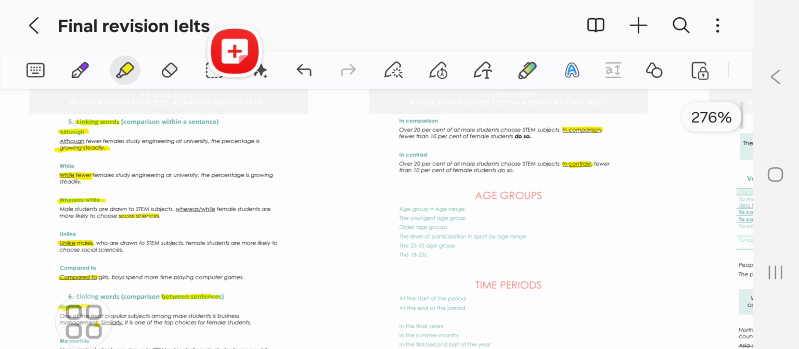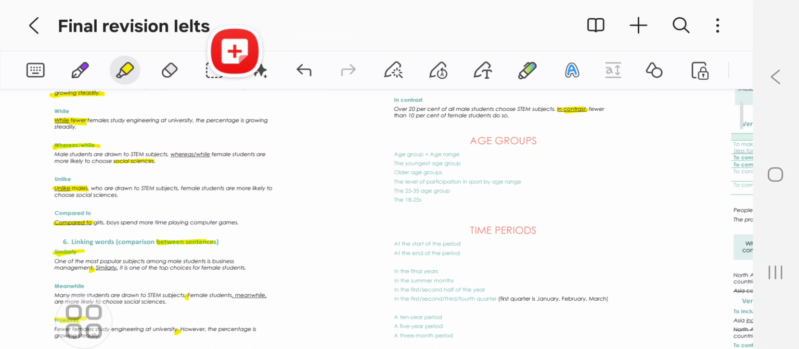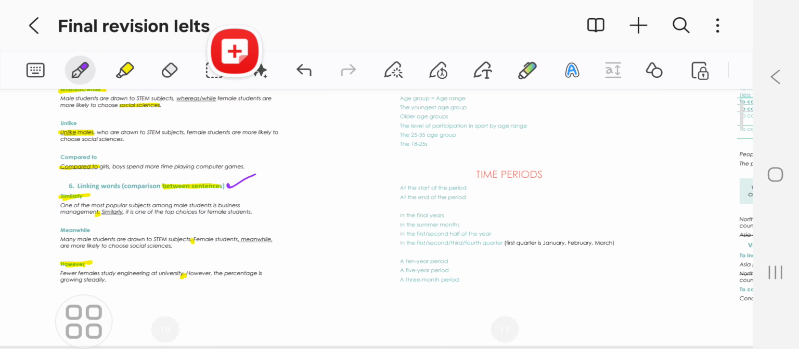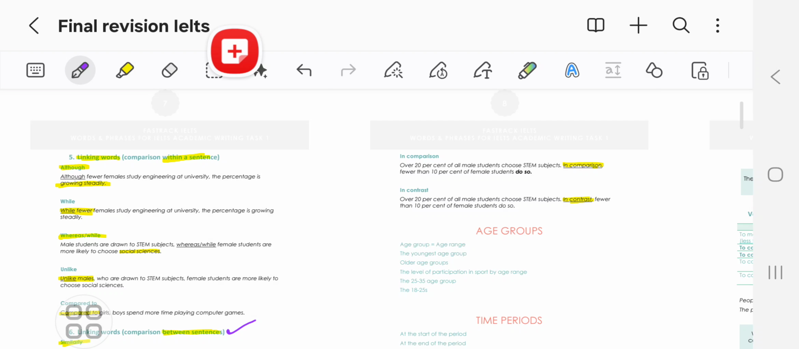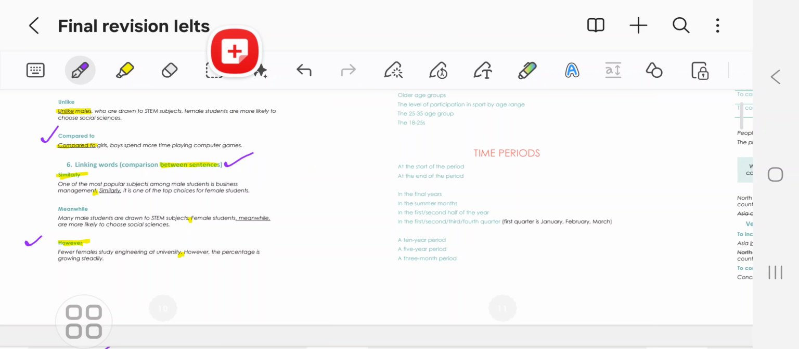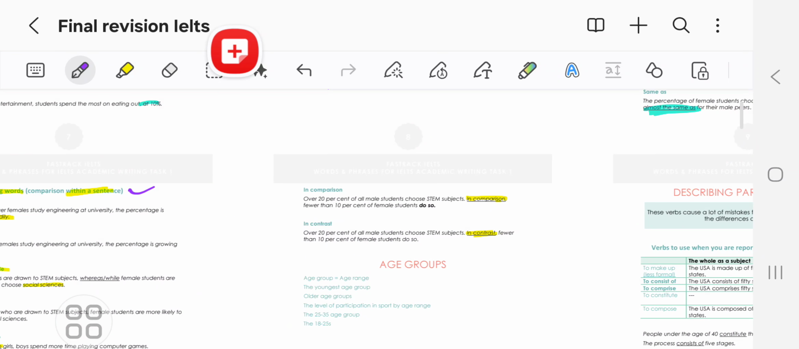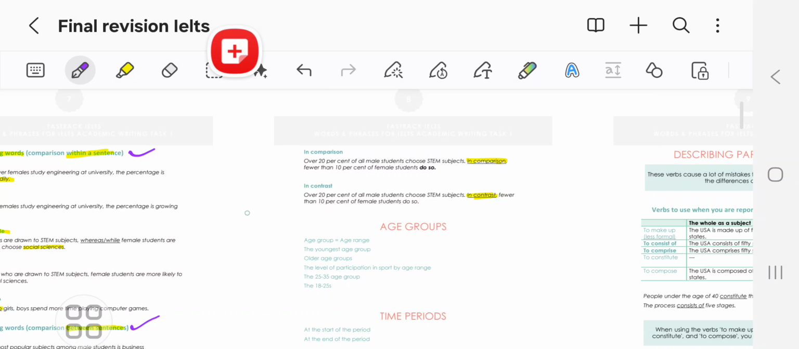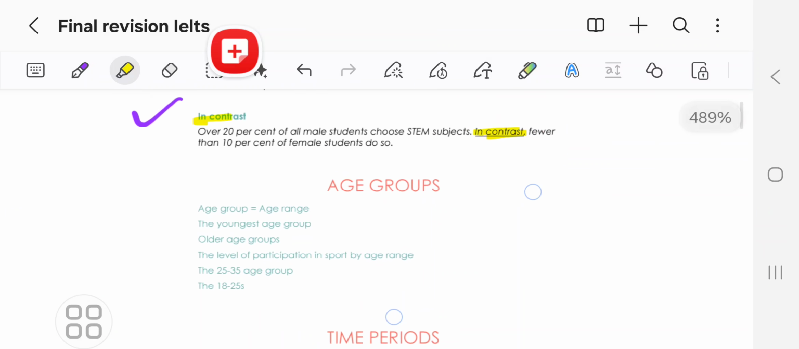So within the sentence is different, and between the sentences is different. Between sentences you can use "however", and within the sentence you can use "although", "while", "whereas", "compared to girls". These are the words for within the sentence. Between sentences, you can use "meanwhile", "similarly", "in comparison", "in contrast". "In contrast" is quite common, remember. You have to remember this. Now let's focus on age group.